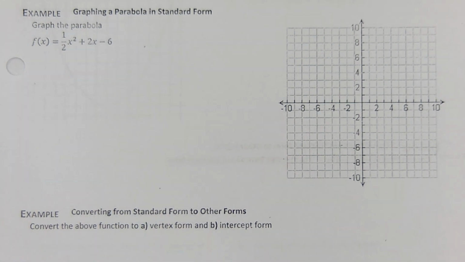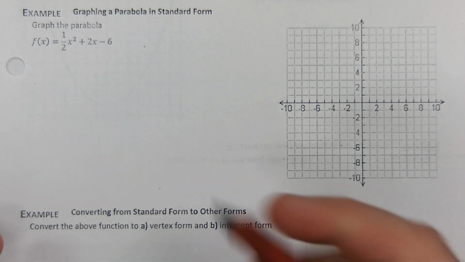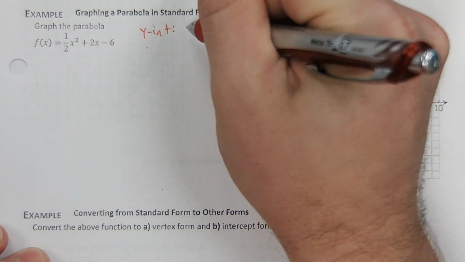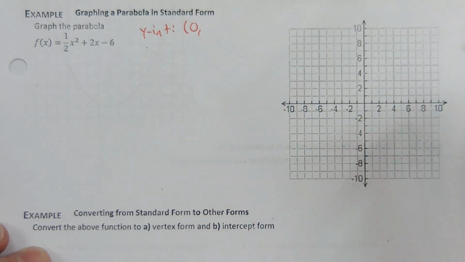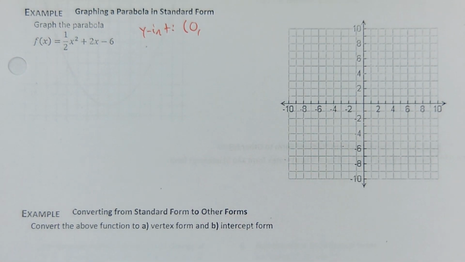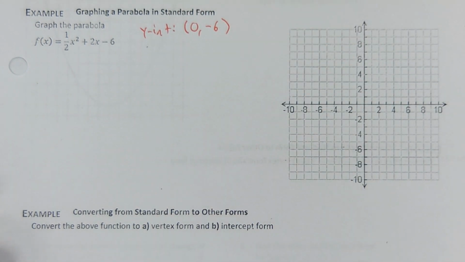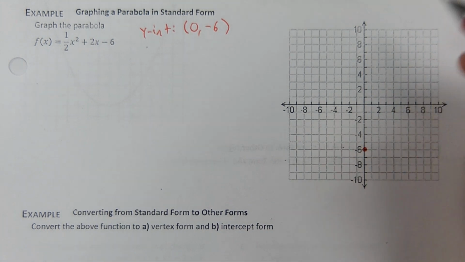So how do we graph them? Well, first and foremost, I know the x-intercept, it's free. Y-intercept, it's free. I'll just say, okay, my y-intercept is at 0, comma, and if I plug in x equals 0, I get 0, 0, minus 6. So I have a y-intercept at y equals negative 6. There it is.